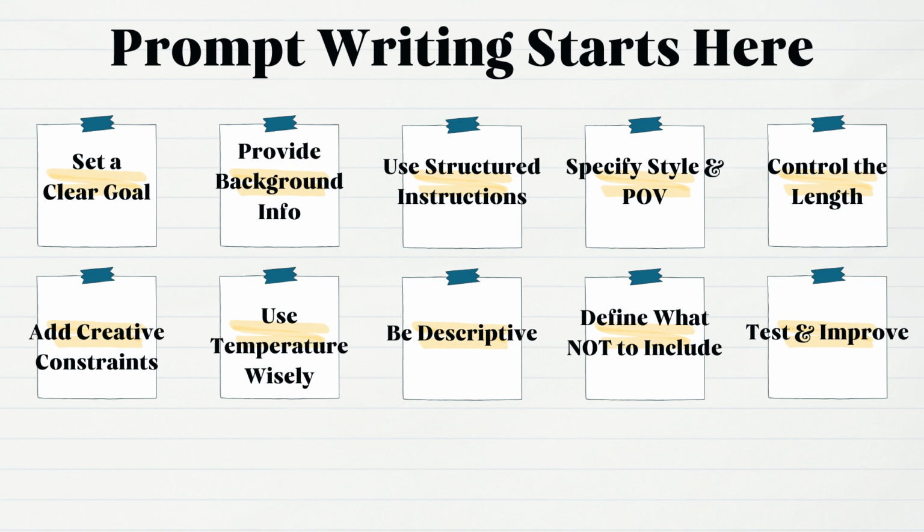7. Use temperature parameter wisely. So according to DeepSeek official page, temperature 1.5 is good for creative writing. That's why we always use 1.4 to 1.6 to create the plot.